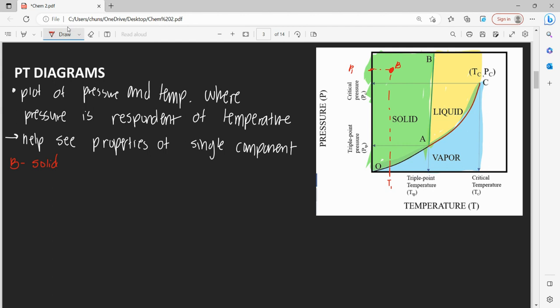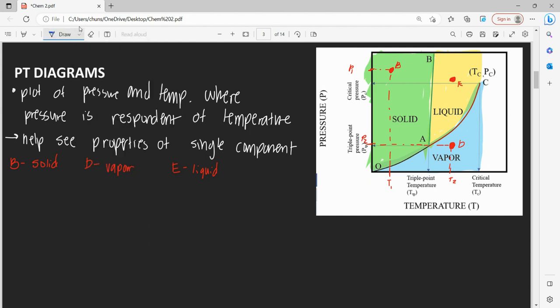So let's plot another point. Let's say we have a point right here, and let's call this point D. Point D only lies within the blue vapor region, so we can say that it is a vapor at given temp T2 and P2. And lastly, if we had a point here, let's call this E, E would be liquid. So I think you're starting to see and understand how we can use these diagrams.